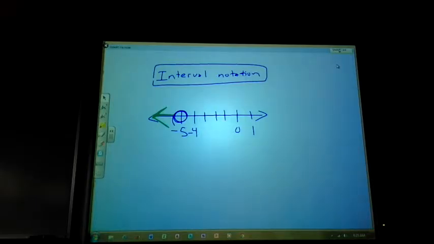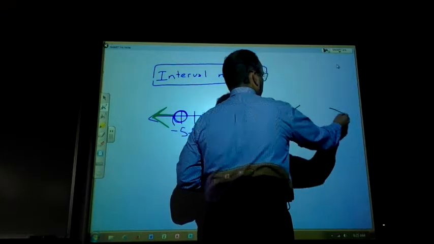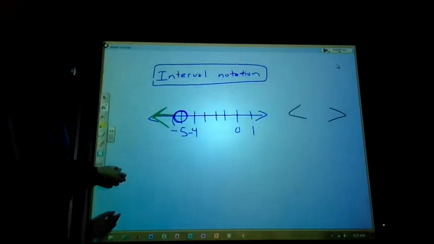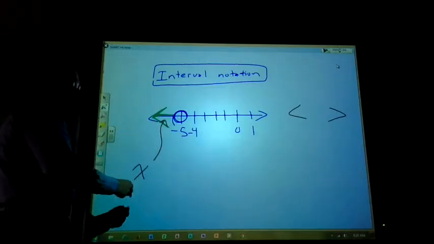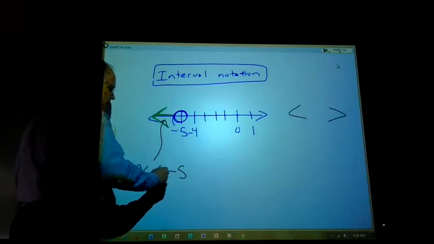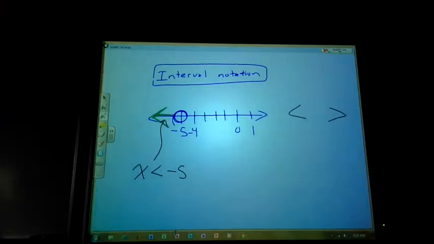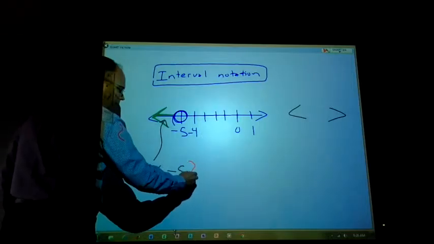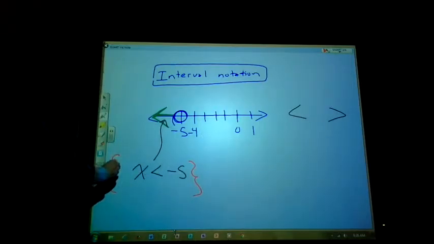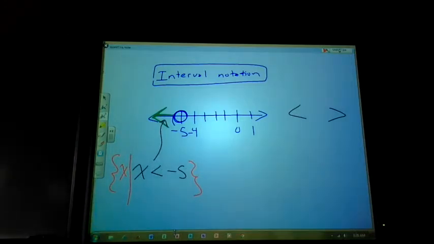The open circle means we do not include it. So what this goes with is an inequality sign. If you have an open dot, you're going to use less than or greater than, one of those signs. So I'm going to write this. This means x, our number x, happens to be less than -5. Now you ready for the interval notation? This is the toughest part of interval notation. You got to make this squiggly bracket. And then you do x such that x is less than -5. That's how you write interval notation.